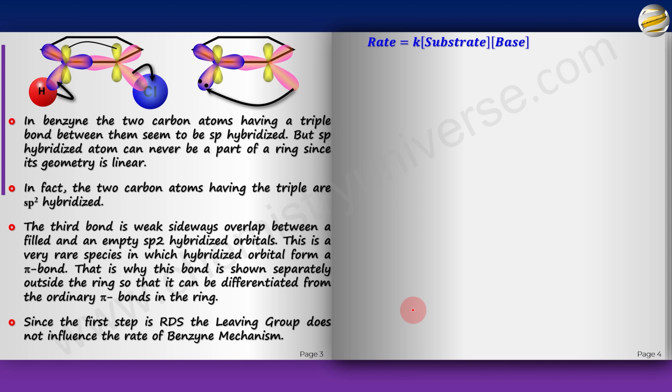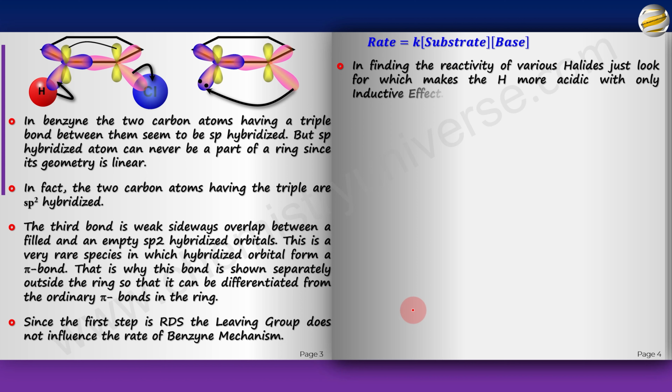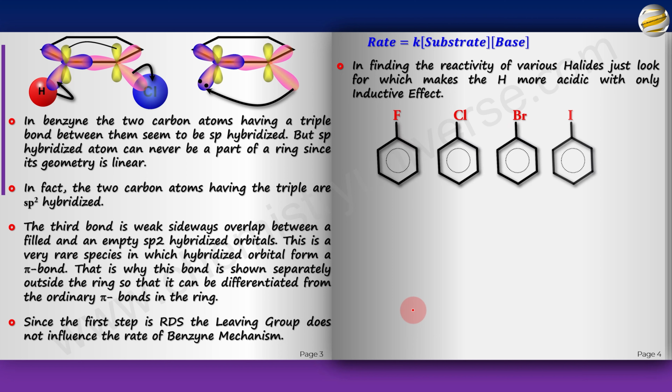Now, if you ever want to find the reactivity of various halides, don't look at the leaving group ability, but just look at which makes the carbon, or rather the H, more acidic. So if suppose I have these, now ask yourself which will make this H acidic. Now to do this, you only have to use inductive effect. This is very, very important to understand. You have to use only inductive effect.